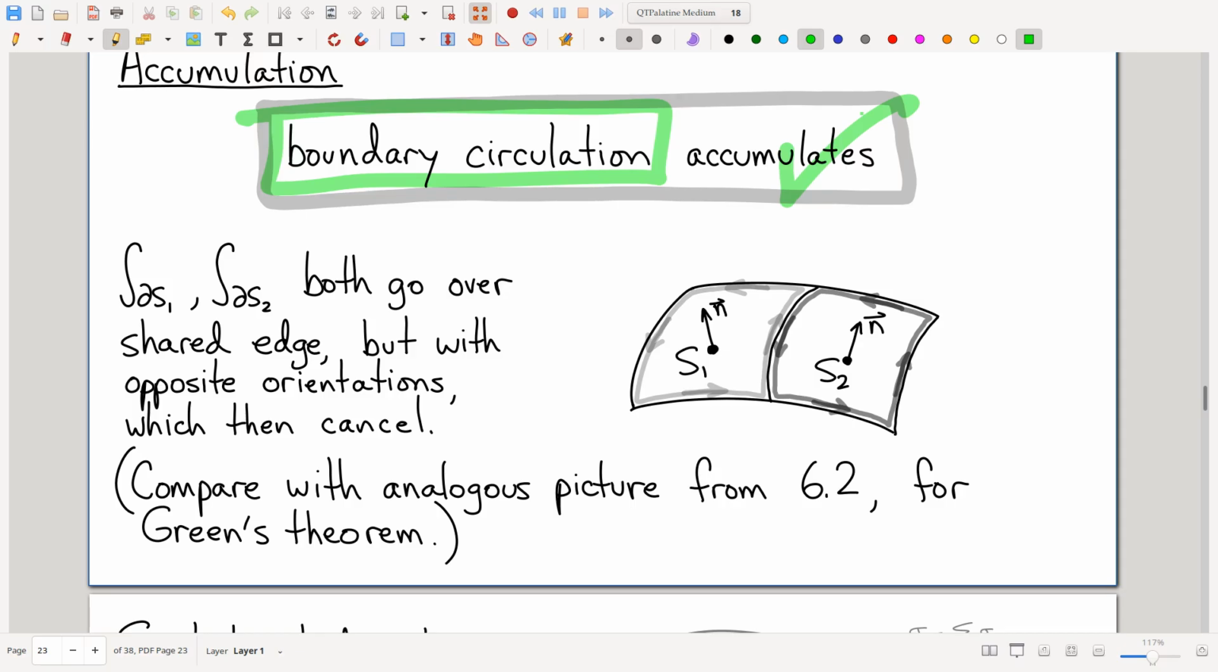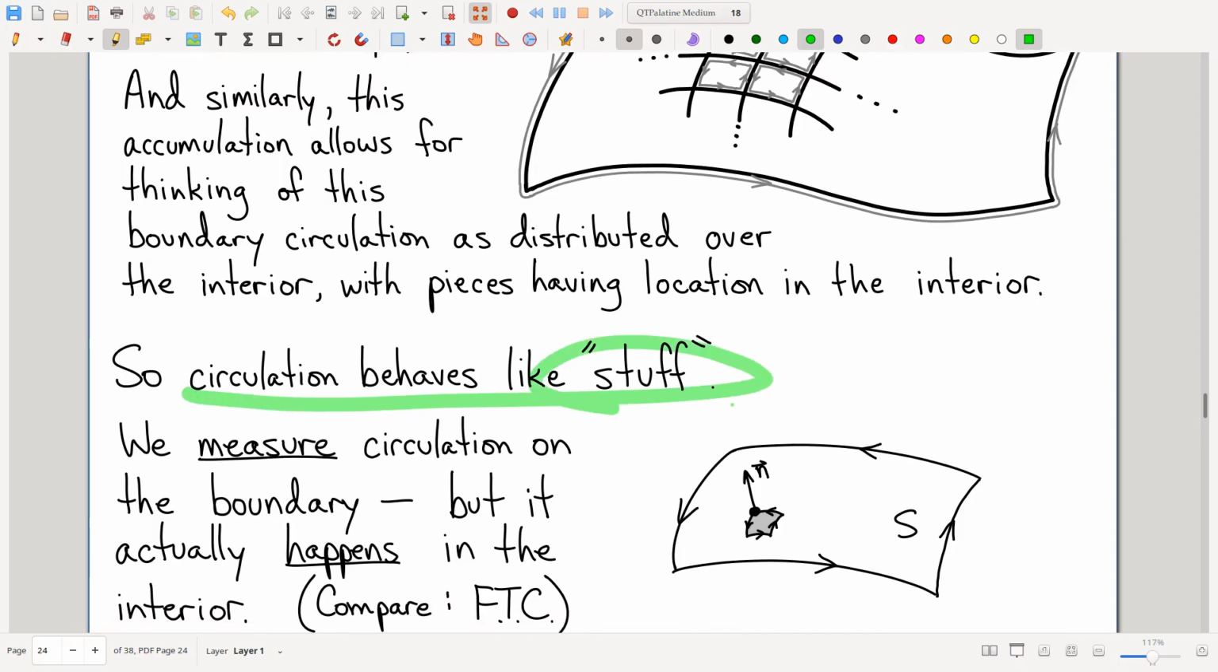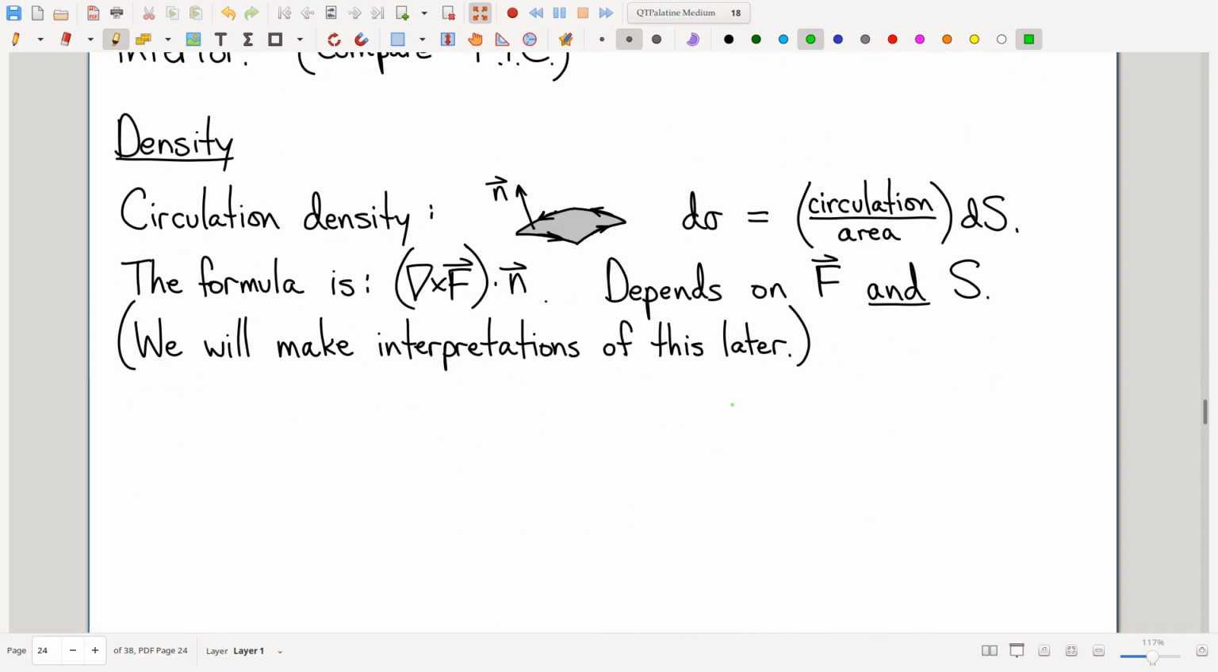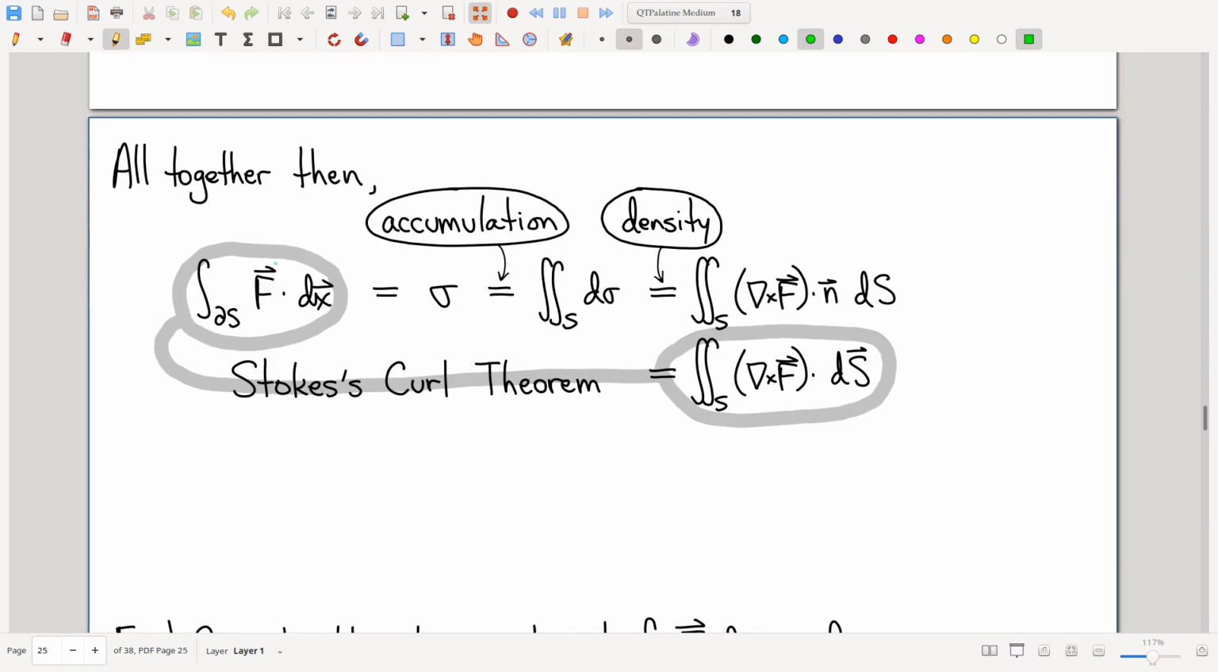And as we discussed back in Chapter 6, whenever you have an accumulating quantity, you can view it as being kind of like a stuff. It has an associated density, our stuff being circulation. We're going to talk now about circulation density. This is the formula for it, as it turns out. I'm not going to prove this formula. I don't think you should worry about where that comes from.